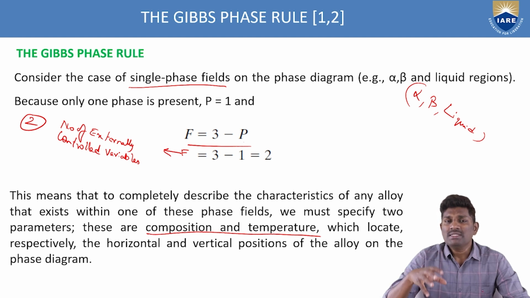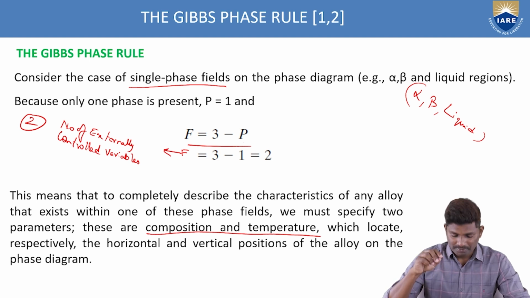So that's why in this case, if it is a single phase which is having a two component system, there are two externally controlled parameters required to describe the characteristics of the alloy which is existing in the system.